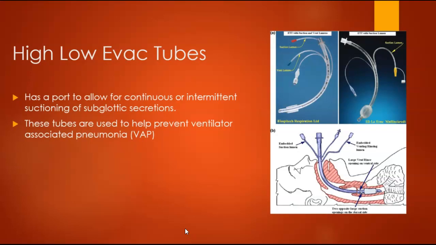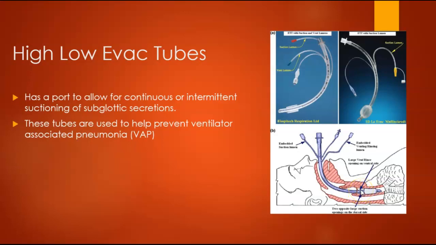Okay, some other little differences with ET tubes. We have something called a high-low evac tube. These are used to help prevent ventilator-associated pneumonia by suctioning the secretions that rest above the cuff. If you think about your airway where your ET tube goes, these are your vocal cords here. This is a cuff that's going to seal off your lower airway. In this space, a lot of oral secretions can pool on top of this cuff. I can't really suction those by orally suctioning them, and I can't suction them by suctioning down the ET tube. So they just sit and rest there, which can cause more complications.